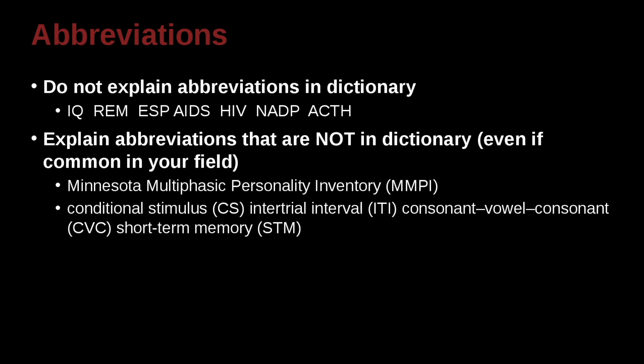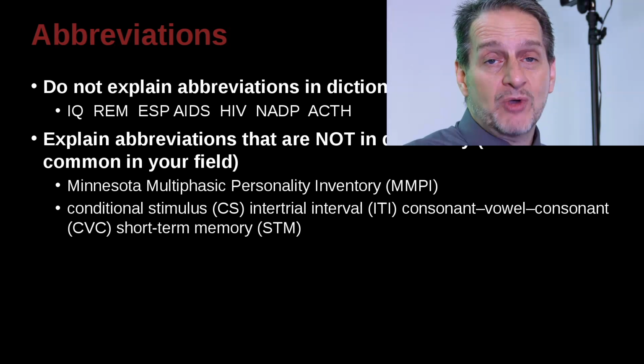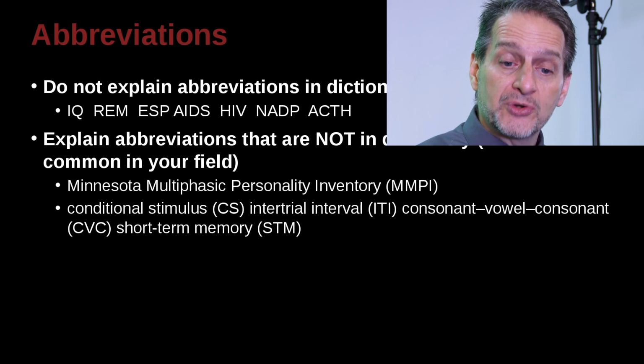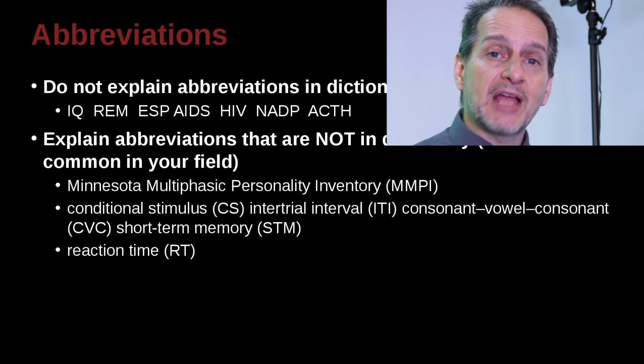Here's another example. Conditional stimulus, CS, intertrial interval, ITI, consonant-vowel-consonant, CVC, short-term memory, STM. So all of these are really common, very, very normal. But anyway, explain them the first time. Reaction time, RT, and so on.